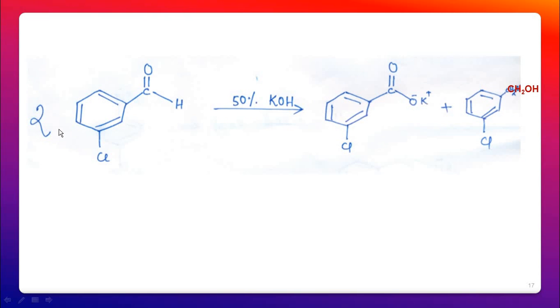In the given question we have 2 molecules of aldehyde, that is metachlorobenzaldehyde. So one metachlorobenzaldehyde molecule will be oxidized to the corresponding acid salt, and another molecule of metachlorobenzaldehyde will be reduced to the corresponding alcohol. So option C is the correct answer.